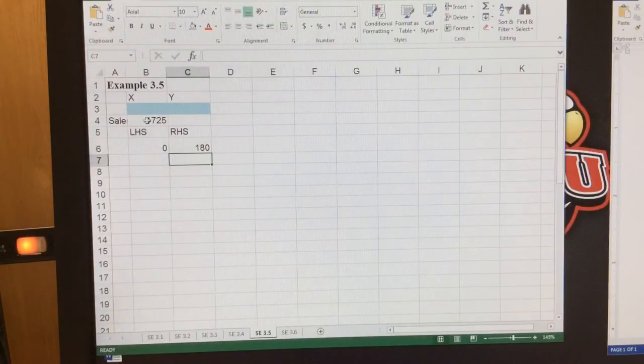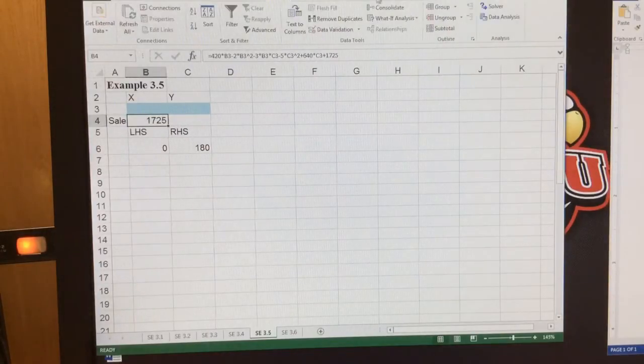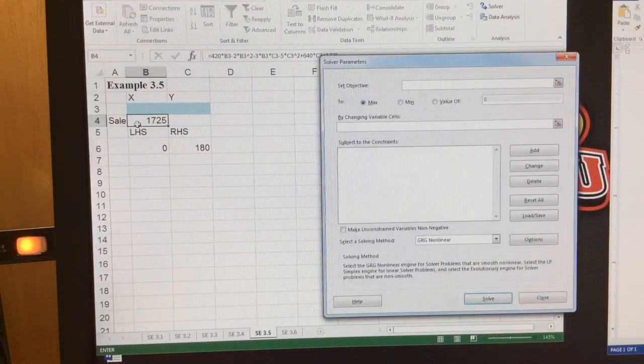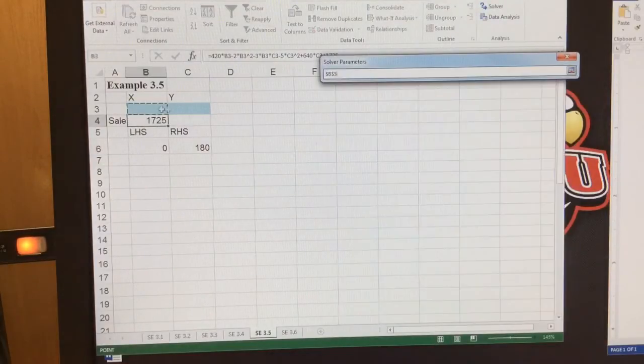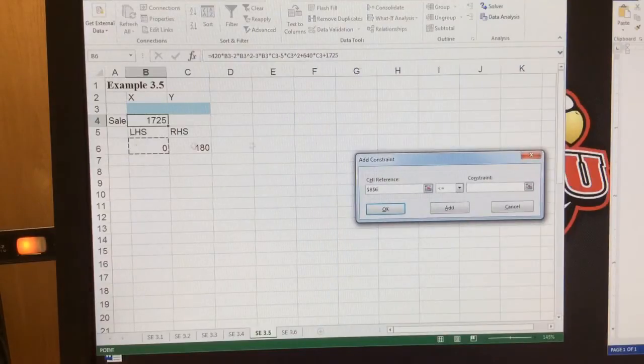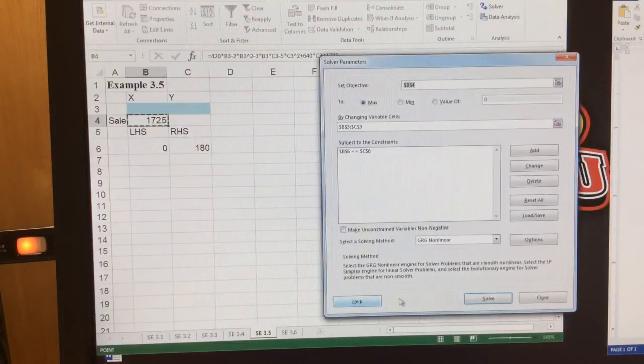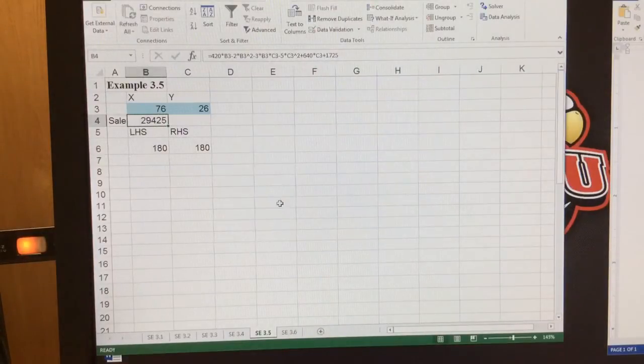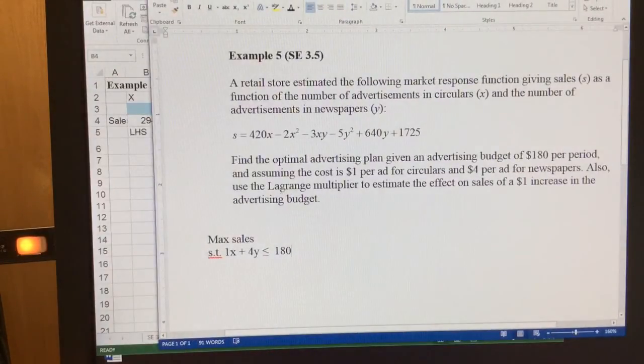So now that we set this up, we just need to go to Solver. We're trying to maximize sales by changing X and Y with the constraint that our left-hand side is less than or equal to our right-hand side. And therefore, the best we can do is produce 76 circulars and 26 newspapers. That will make our sales 29,425, and we satisfy our constraint. But now we notice that this is a binding constraint. We're spending $180.